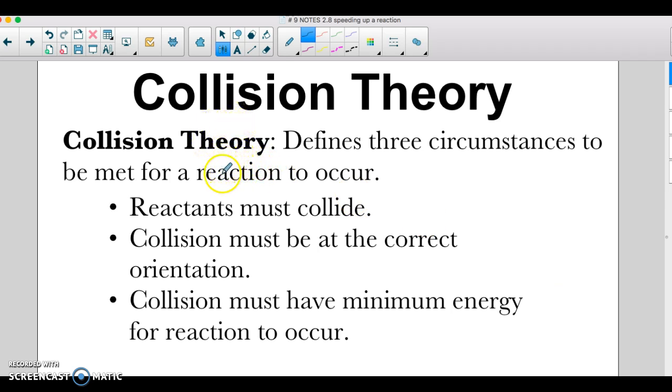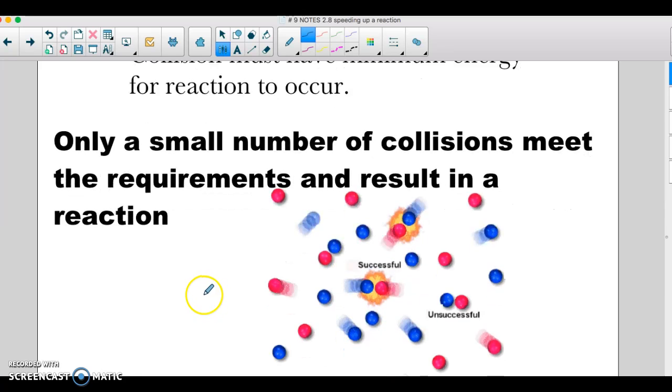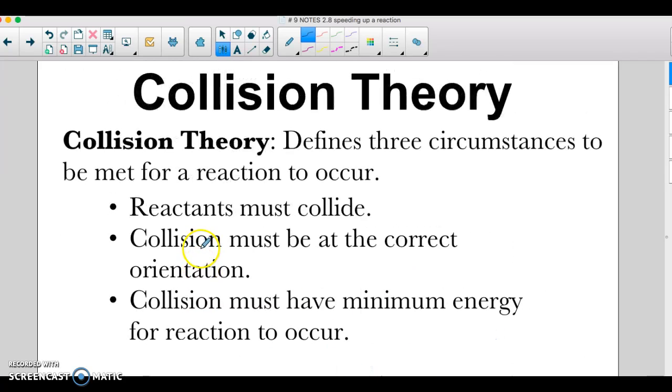So collision theory is the circumstances that we have to have for a reaction to occur. The reactants have to be able to find each other and collide with each other. And they have to be at the right orientation, so at the right angle when they hit each other. And then they also have to have enough energy. So if they hit each other with the correct angle but don't have the energy, they won't form product either. They have to hit each other at the right angle and with the minimal amount of energy. So really only a small number of collisions are going to meet the requirements and actually result in the reaction.